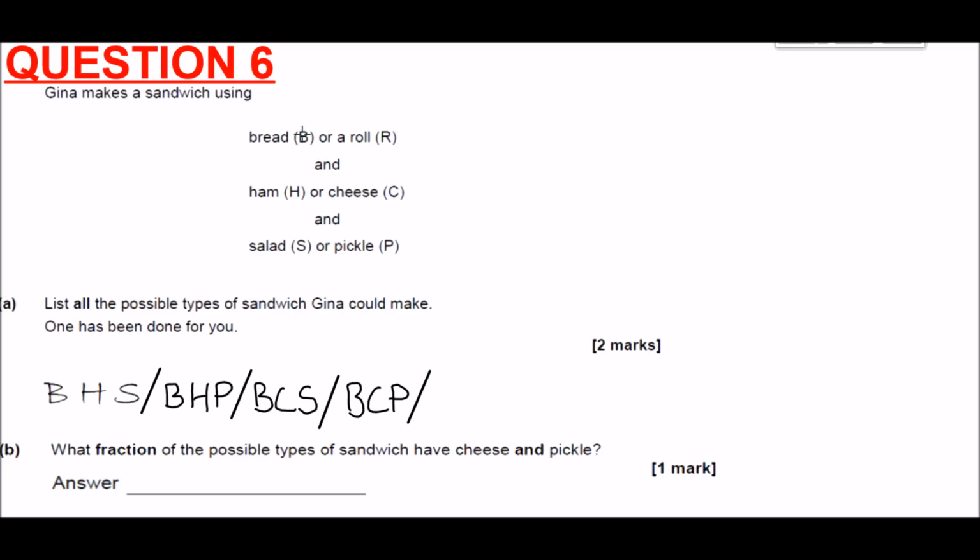So we've done both options with bread and cheese. We've done both options with bread and ham, which we did first. So we've done everything we can for bread. The next thing is to do exactly the same, but this time with rolls.